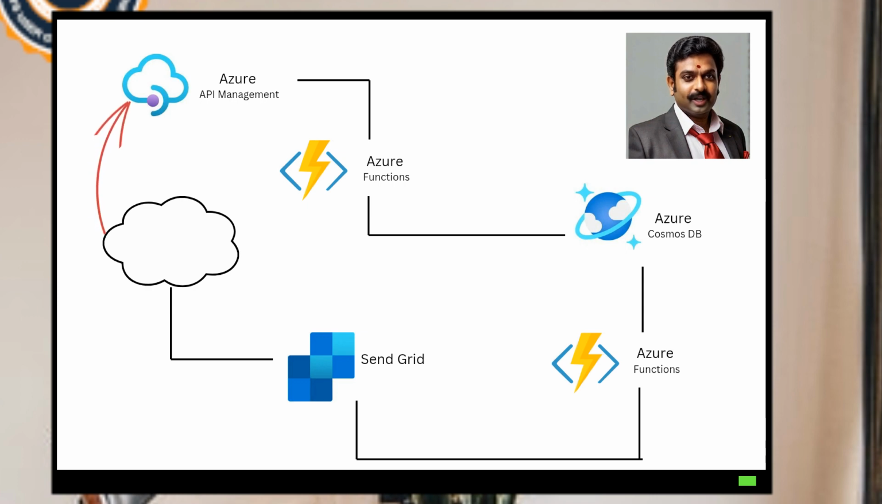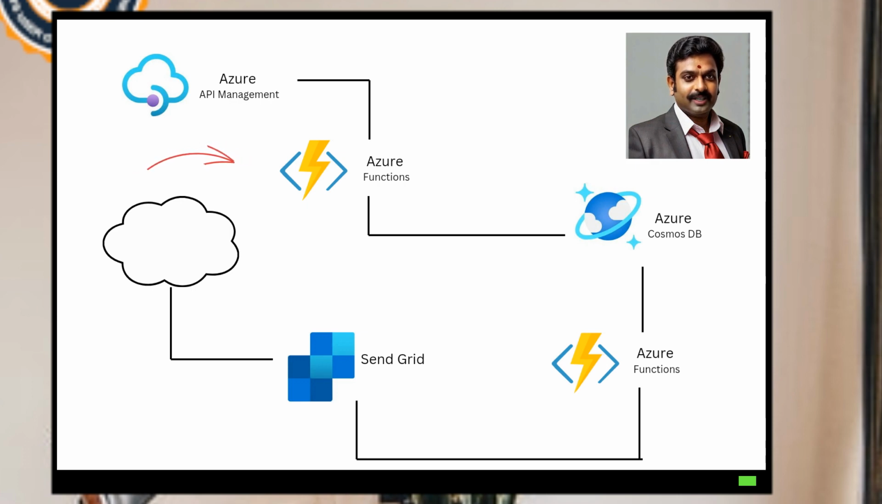Azure API Management serves as the entry point for incoming requests, similar to AWS API Gateway. It manages requests for generating and verifying OTPs, and routes requests to appropriate Azure Functions. Azure Function, generate OTP: an Azure Function that generates an OTP.